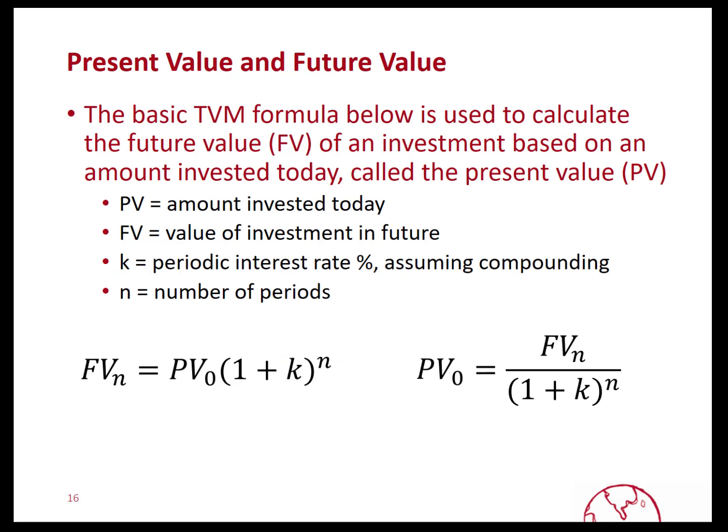Okay, remember that we have this formula, which can be used to calculate either the future value or the present value given the other inputs, where K is the periodic interest rate, and we assume there's compounding. N is the number of periods. And notice that K and N are expressed in terms of periods, which could be months, quarters, years, or days. It is some period. Your calculator won't know the difference, nor will Excel.